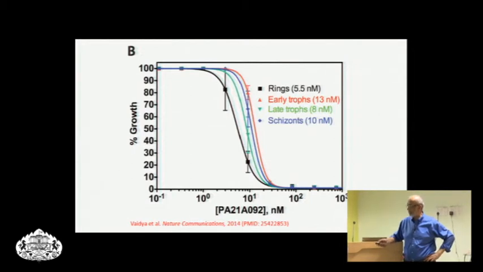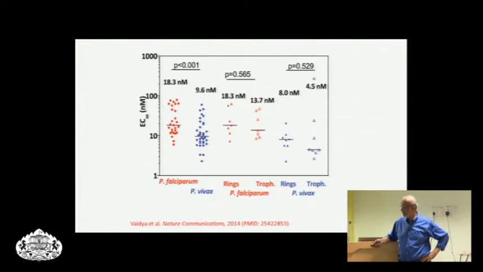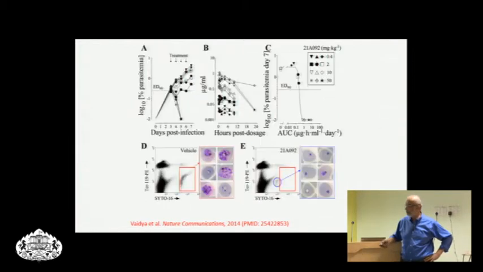This is a growth inhibition assay for different stages of the parasite. They also kill gametocytes, which is important, because we wanted to get rid of gametocytes as well. Both the female and male gametocytes were killed by this compound. It also worked on Vivax as well as falciparum. It had activity against both at the ring and trophozoite stages. So this is a pretty good compound.